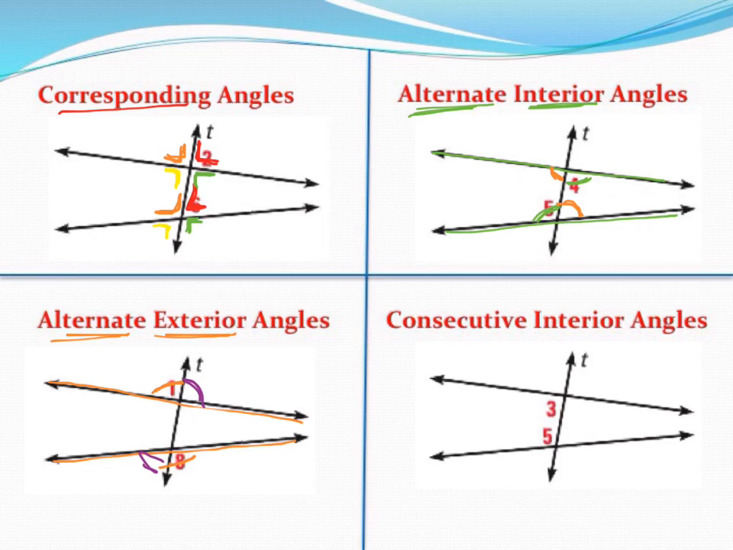And finally, we have the consecutive interior angles, or sometimes you'll see them referred to as same side interior, because as the name says, these will be on the same side of the transversal. They are interior angles, meaning they'll be in between the 2 lines. Same side just means on the same side of the transversal, so angle 3 and 5 are same side interior or consecutive interior, as well as the angles on the right-hand side, so the orange angles would be consecutive interior.